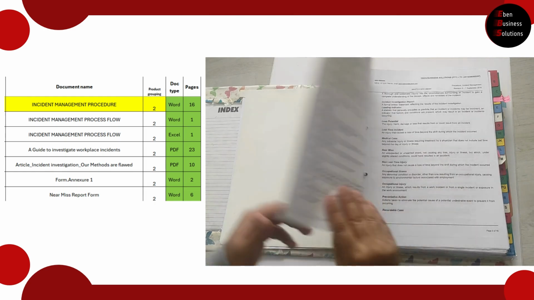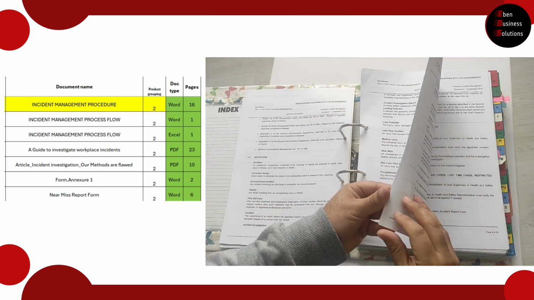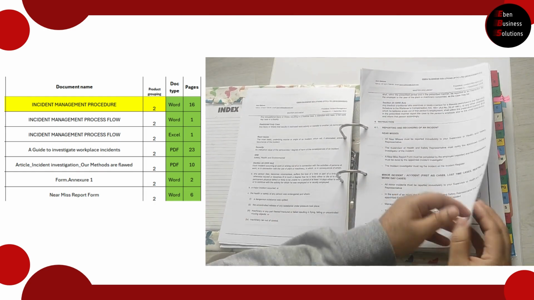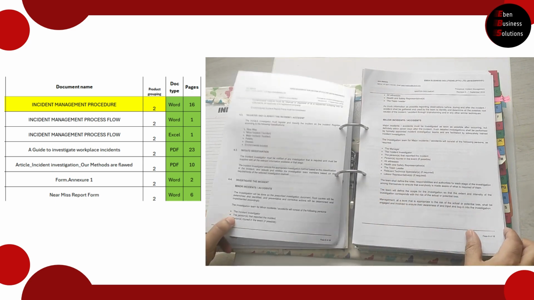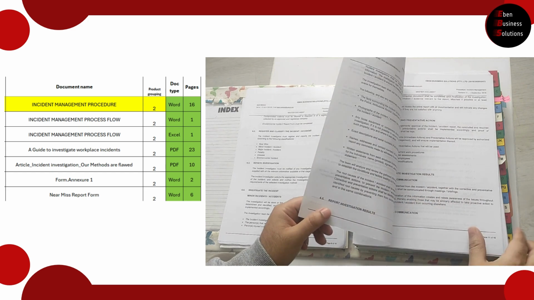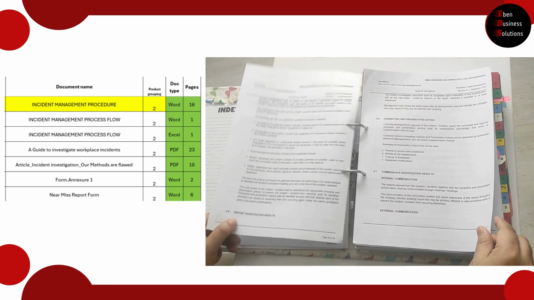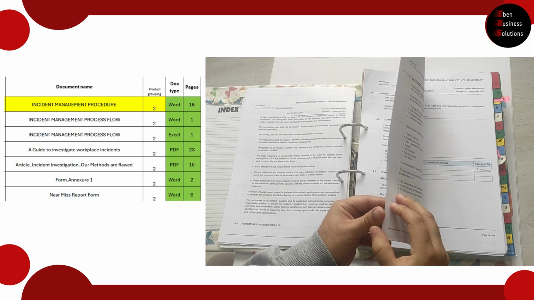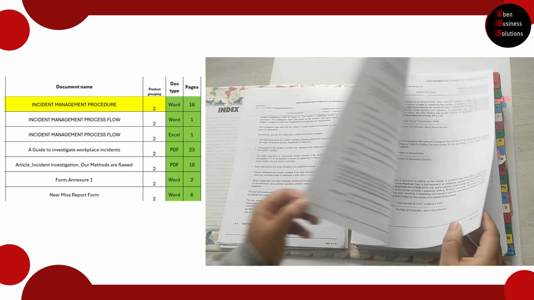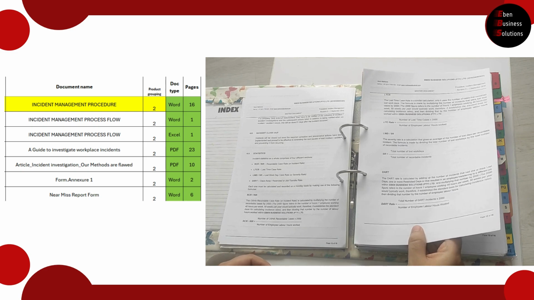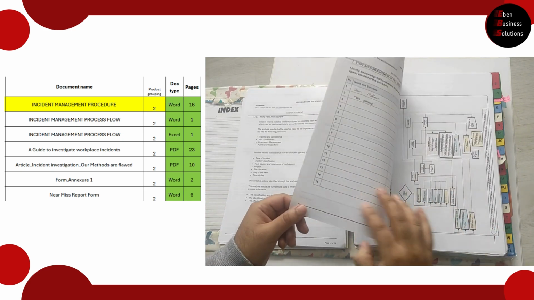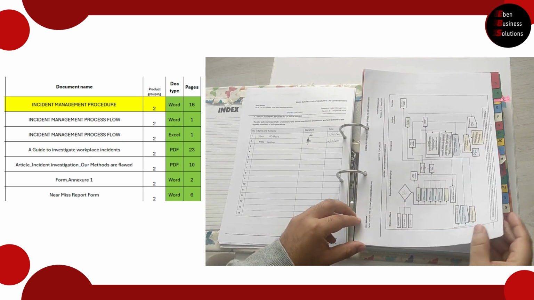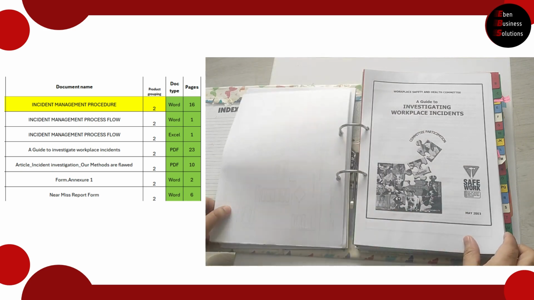This is the incident management procedure with definitions, instructions, definitions of what a fatality is, how to initiate investigations, and communicate once you've reported it, statistics of what is a lost working day case, and analysis and review. This is the process flow of the incident management.